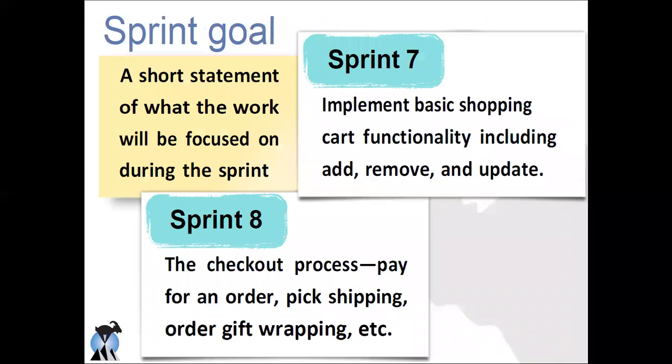And we had a sprint goal as well. It's a commitment, a short statement of what the work will be focused on during the sprint. Suppose in sprint 7, we have come up with the sprint goal that we will implement basic shopping cart functionality, including add, remove, and update. And suppose in the next sprint, we have set a sprint goal like the checkout process: pay for an order, pick shipping, order, gift wrapping, etc.